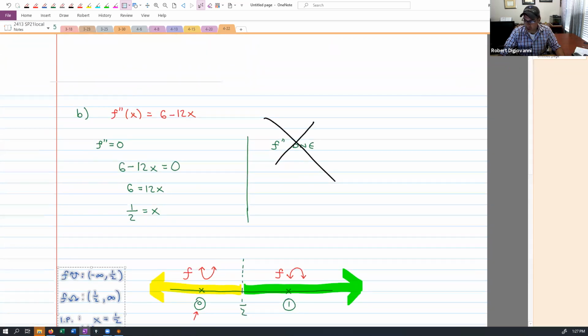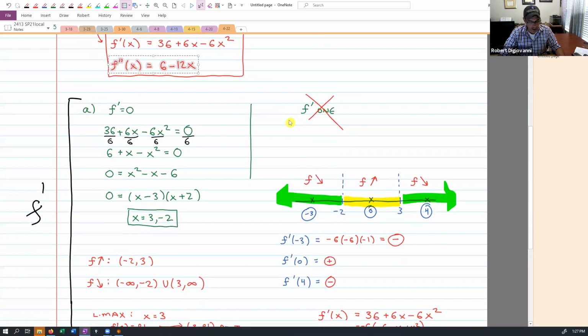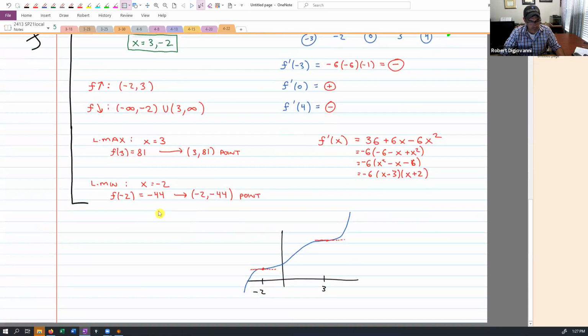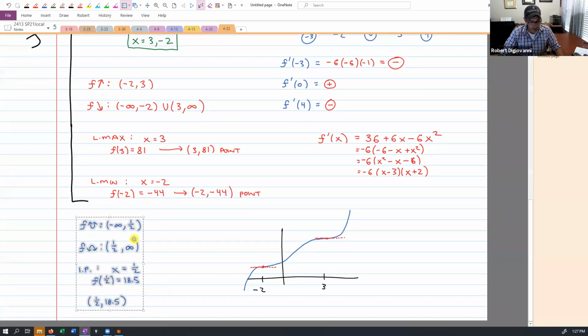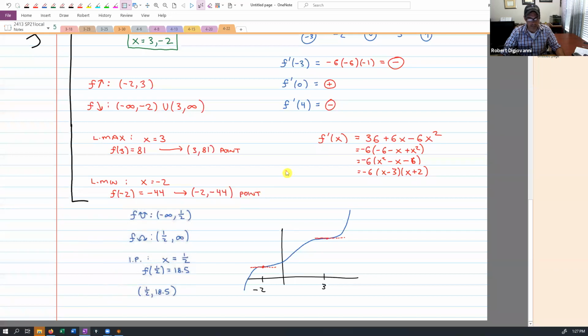I've answered all the questions here. And come back to this right here. I'm going to put my answer here because I want to look at all this. So here's what we have. The graph of this function should be going up between -2 and 3. It should be going down to the left of -2 and to the right of 3. It should have a local maximum at the point 3, 81. Should have a local minimum at -2, -44. It should be concave up to the left of 1/2. It should be concave down to the right of 1/2, and it should have an inflection point at 1/2, 18.5.